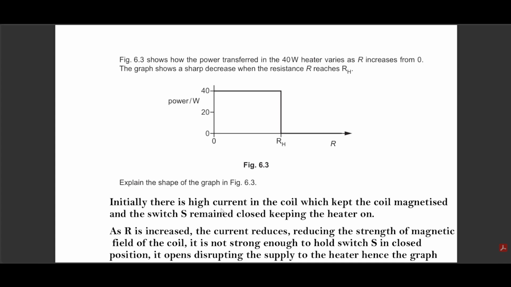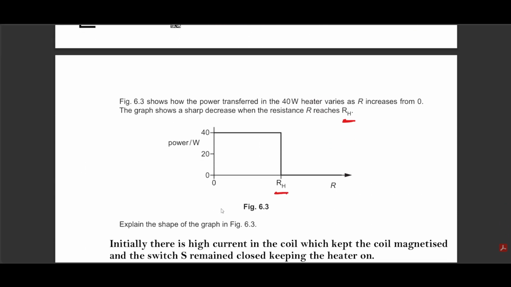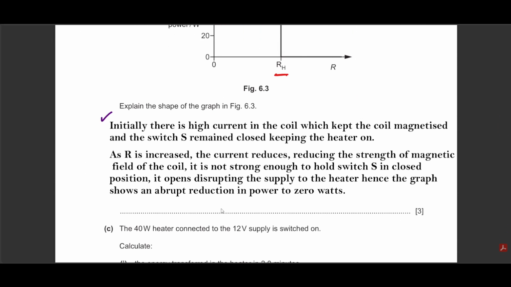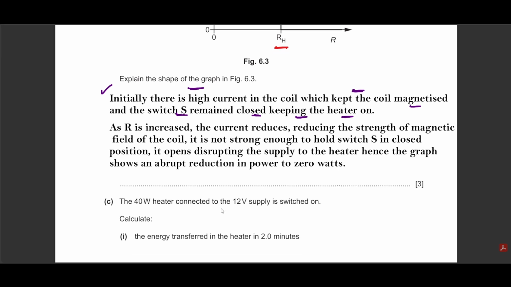He says, explain the behavior of the graph when RH is reached. Again, the value of RH, we don't know. It could be any other value, but whatever value that is, the resistance at this point has become so high that the current is no longer producing a strong enough magnet, which will not be attracting the switch towards itself. That's how we explain it. So initially there is high current because the resistance is 0 in the coil, which kept the coil magnetized. You can pause the video and read it for yourself. And the switch S remained closed, keeping the heater on.